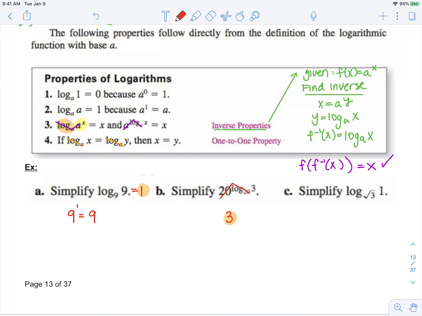And remember, if our answer is 1, we know that the logarithm equals 0 because square root 3 to the 0 power is 1. So these properties will be used for simplifying, but we'll also use them later on in this unit when we're solving exponential and logarithmic equations.